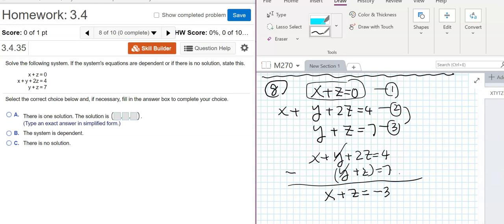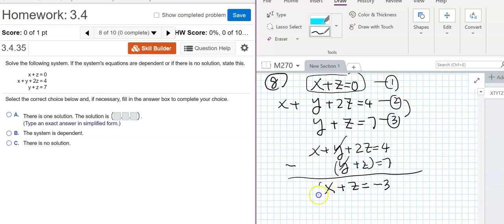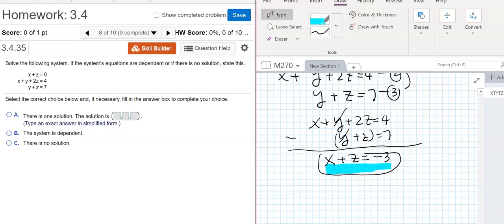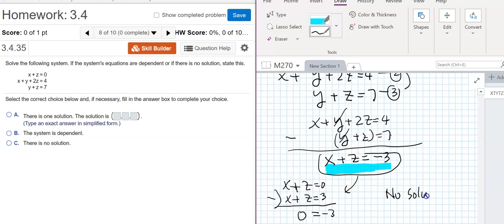All right. So look at number 1: it says x plus z equals 0. Now the new equation I have says x plus z equals negative 3. So we have a contradiction. Because this one says x plus z equals 0, and this one says x plus z equals negative 3. When you subtract, you're going to get 0 equals negative 3. So we have no solution.